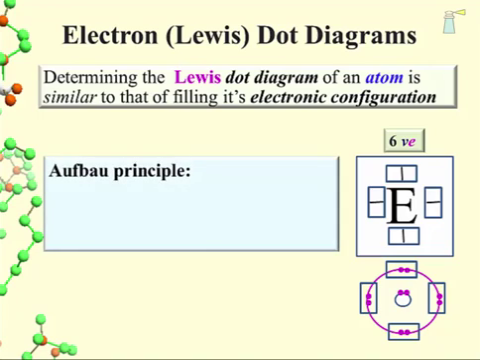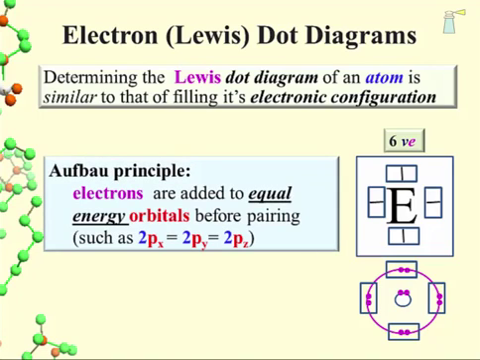According to the Aufbau principle, electrons are added to equal energy orbitals before pairing. Remember how, when we were deriving electronic configurations, we added 1 electron to the 2px, then another to the 2py, and then another to the 2pz before any pairing occurred? Same thing applies here. One electron is added to each of the equal energy orbitals before any pairing. That uses up 4 of element E's 6 valence electrons. It is only after each box has a dot that we continue assigning dots by pairing. The additional 2 valence electrons are paired.